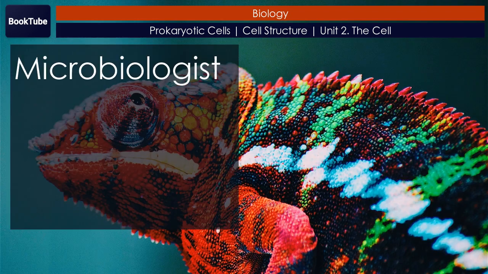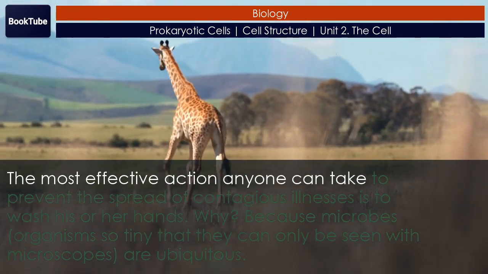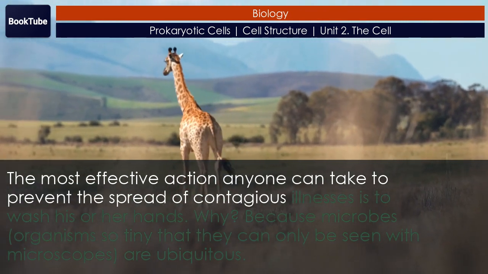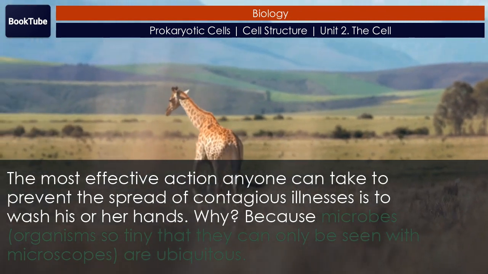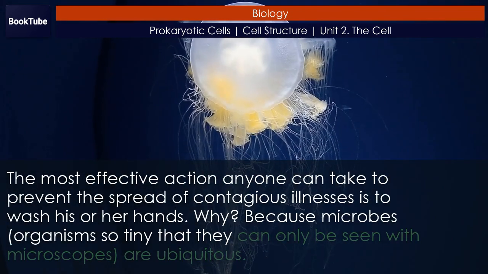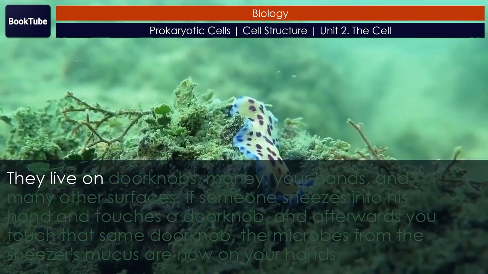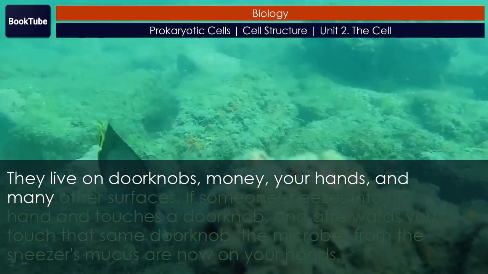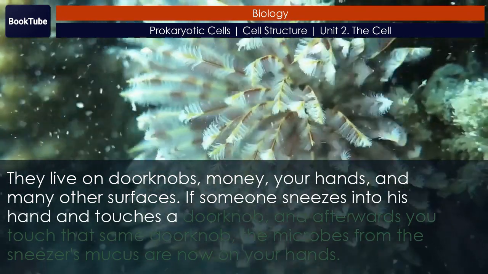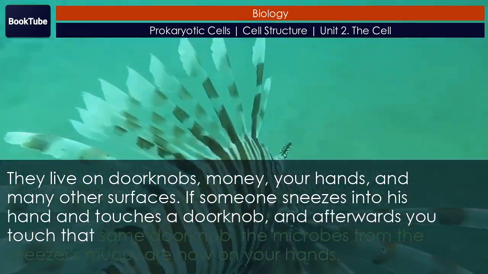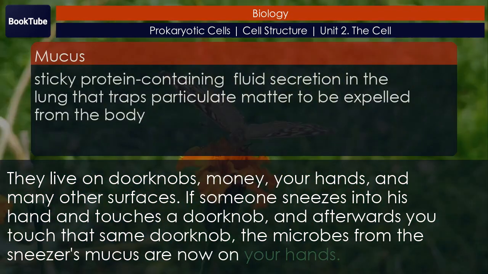Career connection. Microbiologist. The most effective action anyone can take to prevent the spread of contagious illnesses is to wash his or her hands. Why? Because microbes, organisms so tiny that they can only be seen with microscopes, are ubiquitous. They live on doorknobs, money, your hands, and many other surfaces. If someone sneezes into his hand and touches a doorknob, and afterwards you touch that same doorknob, the microbes from the sneezer's mucus are now on your hands.